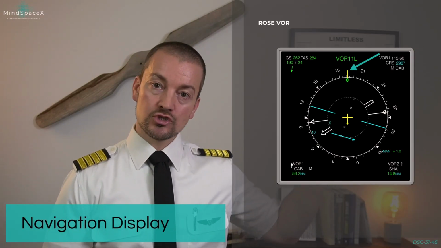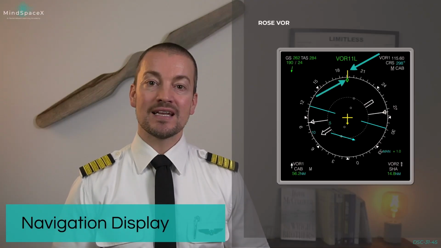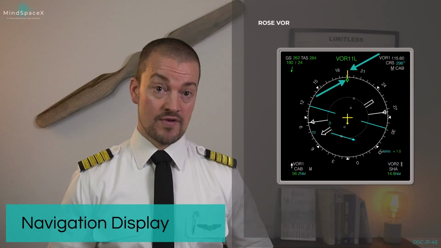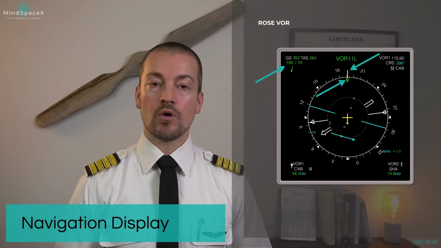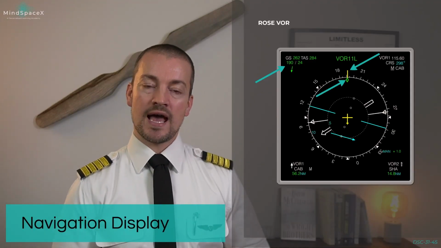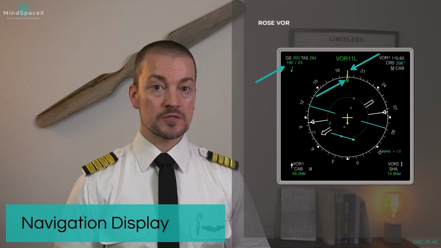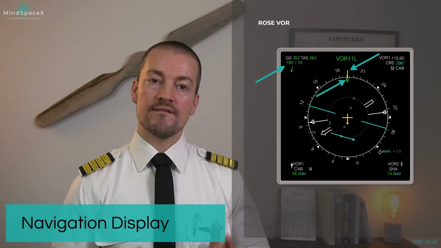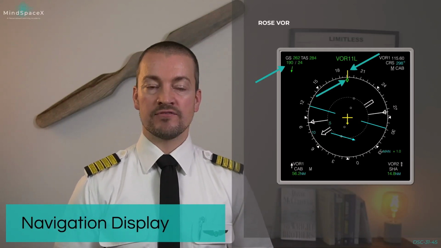The current heading is shown right here with the green little indication for track below it. We are flying magnetic headings as before. And as a nice little indication up here, we have the ground speed, true airspeed, and wind data. Wind is showing with true values to our current environment.